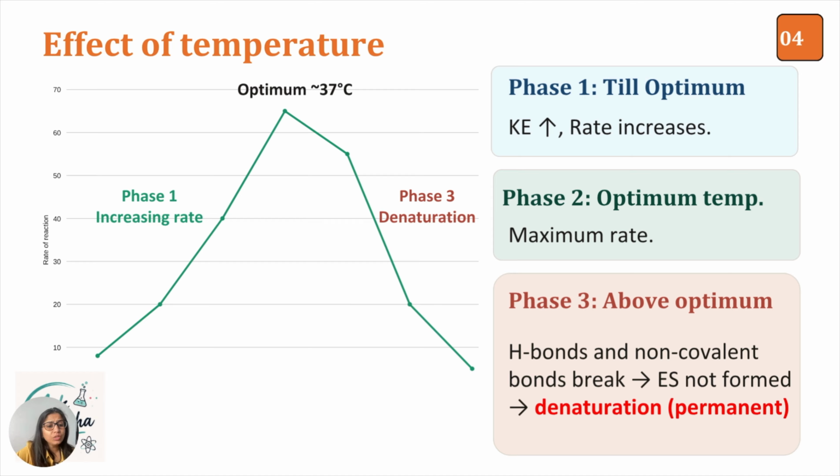The enzyme gets distorted, the active site is deformed, and the enzyme can no longer bind to the substrate. This deformation of the enzyme structure is called denaturation. And enzyme denaturation is unfortunately permanent. We cannot reverse it. So once the enzyme is denatured, it's done. We cannot reuse it. We cannot replenish it back.